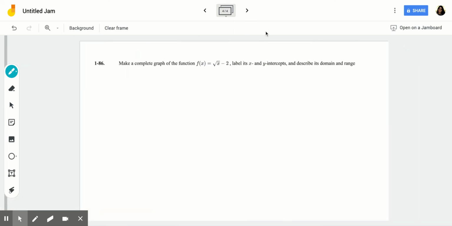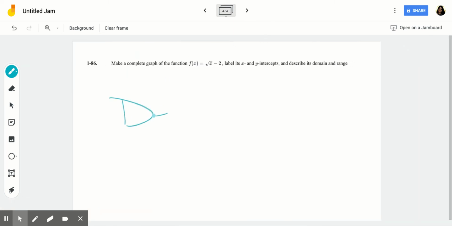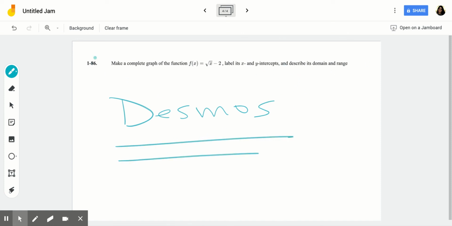And then the last thing I want to talk about is 186. I am fine with you using Desmos. If you click on homework help, they kind of walk you through a long process, but I want you to use Desmos on 186. You're going to type this in.